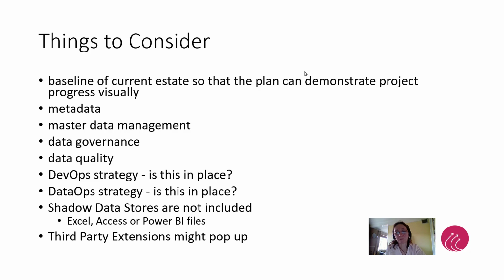Data is everyone's problem in the organization. Everybody owns it and everybody suffers when it goes wrong. So you really have to make sure that data quality is in place, and it's important and it's checked. We can also think about DevOps and data ops.